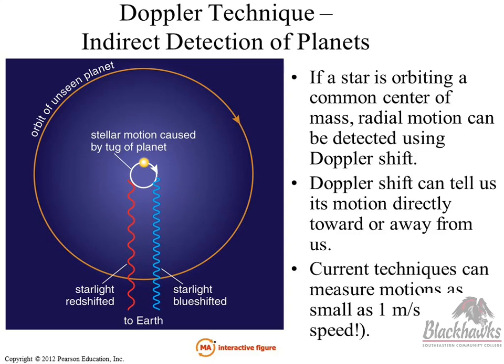So how do we get radial motion? The Doppler effect. As the sun is moving towards us, we get that blue shift. As the sun is moving away from us, we get that red shift. That was something we talked about in chapter 5.